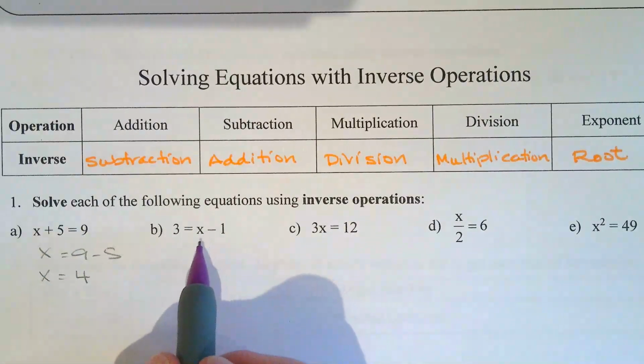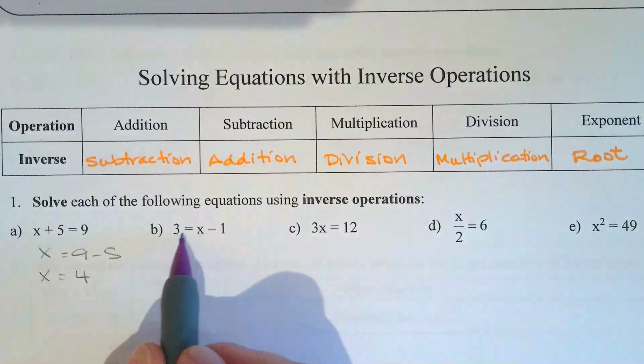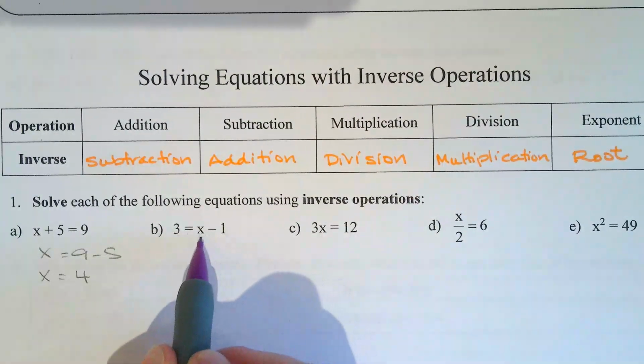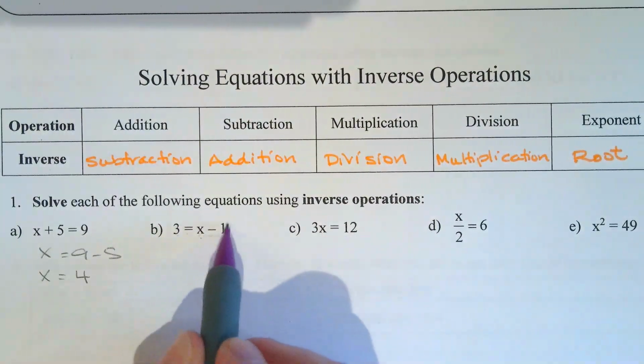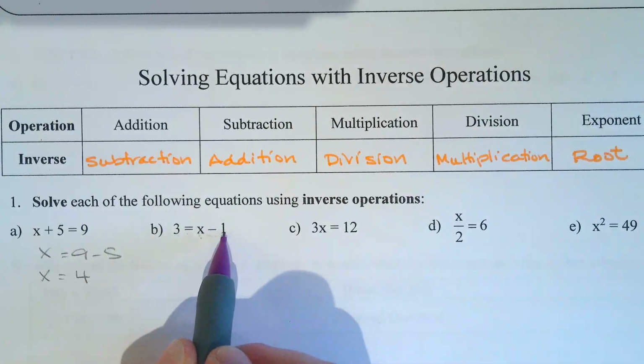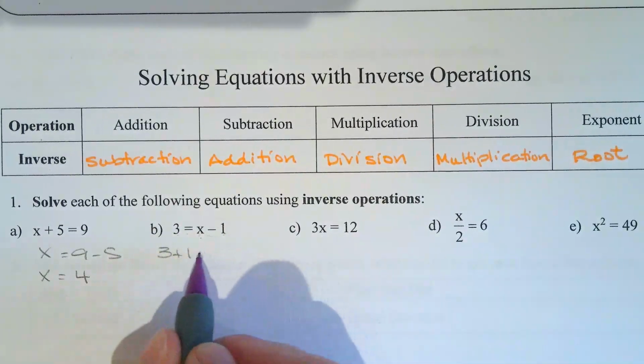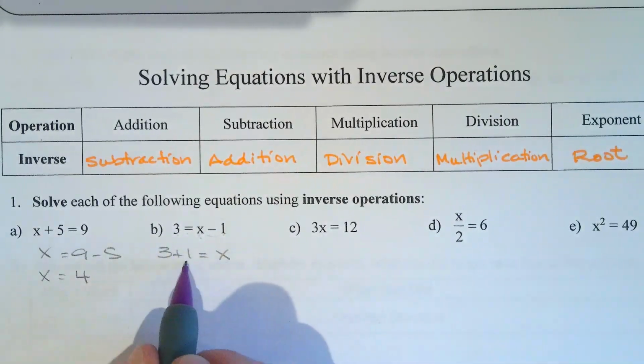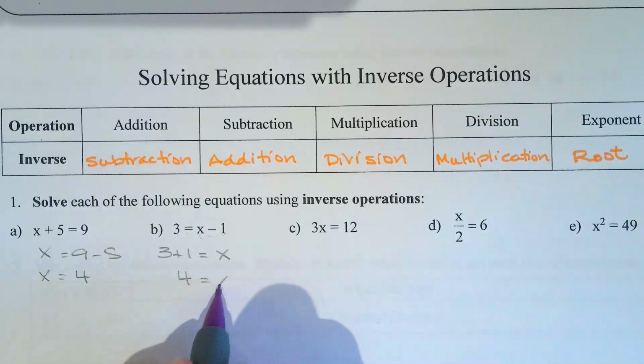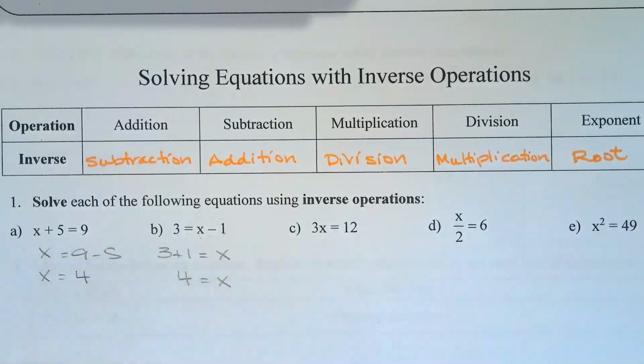If I do the same thing here, I have 3 is equal to x minus 1. So I want to know the value of 1x. The opposite of subtracting is adding. So if I add 1 to this side, it becomes 0. So I need to see what happens when I add it to the other side.